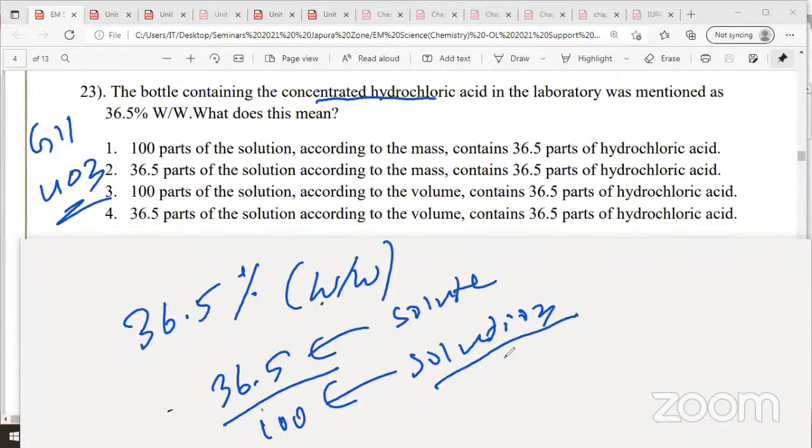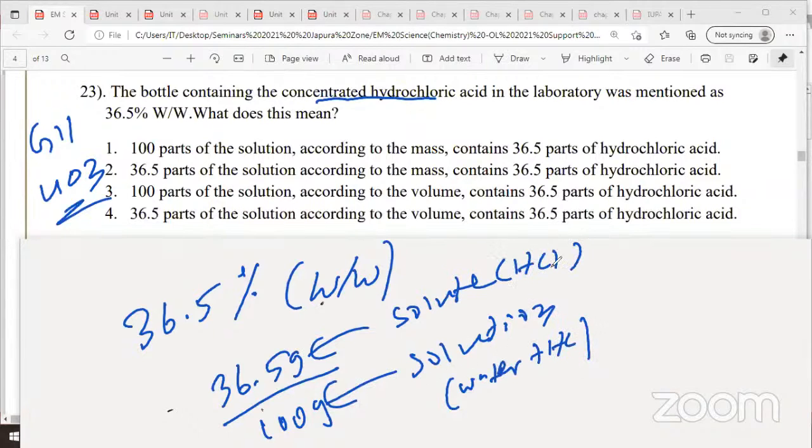That means this 100 grams is what? Both water and HCl. Total. Water plus HCl total. That's why we call it solution. The solute is HCl. Very important. Please highlight that if you want. This is HCl. This is the total, the water and HCl both. So the best answer is what?